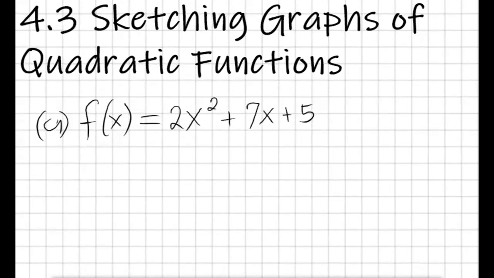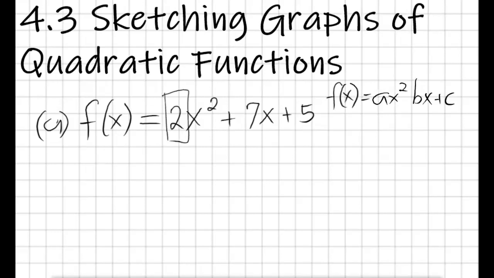As you can see in this example, we have to follow steps. In your textbook, step 1 says we are going to determine the value of our a. If our function is in the form f of x equals ax squared plus bx plus c, our a value determines the opening of our parabola. If a is more than 0, that means a is positive, the parabola opens upward. But if a is less than 0, that means a is negative, the parabola is opening downward.